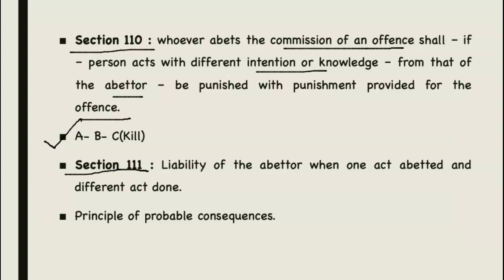Section 111 basically talks about liability of the abettor when one act is abetted and a different act is done. What is the liability of the abettor when one act is abetted but another act is done? यहाँ पे we'll be understanding the principle of probable consequences. So this section basically talks about when an act is abetted and a different act is done, the abettor is liable for the act done in the same manner and to the same extent as if he directly abetted it. Let's understand this with the help of an example. Let's say A instigate करता है B को to burn Z's house. B sets fire to the house and at the same time commits theft of property there.